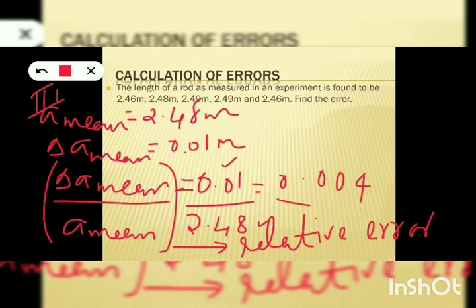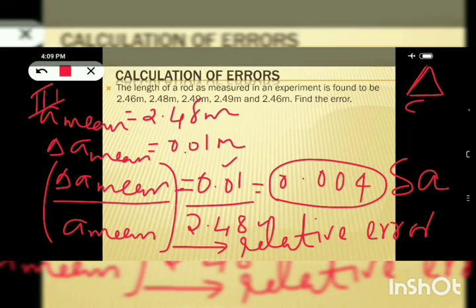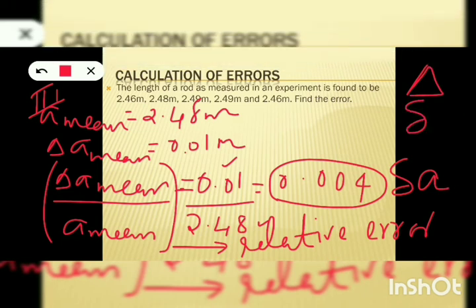And what is the relative error in this case? It is 0.004. Okay, and relative error is denoted by delta A. So this is also delta and this is also another delta. Absolute error is denoted by this delta, relative error is denoted by this delta. This represents the relative error, delta A. And what is the equation to find out relative error? It is delta A mean by A mean.